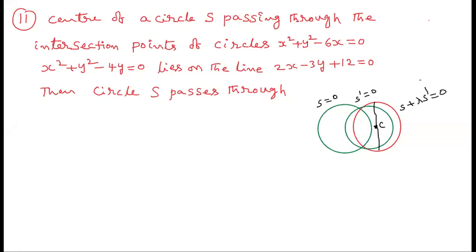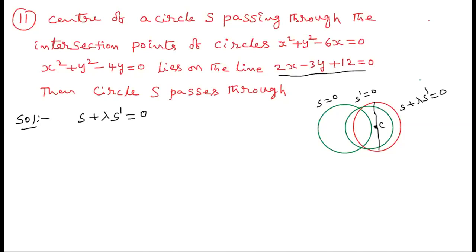This is a circle related problem. The circle is passing through the intersection points of two circles, and the center lies on the line. Two circles are there, one is S, another one is S dash. Now, S plus lambda S dash is equal to 0. The circle is passing through the point of intersection of the remaining two circles, and the center of the required circle lies on the line 2x minus 3y plus 12 is equal to 0.